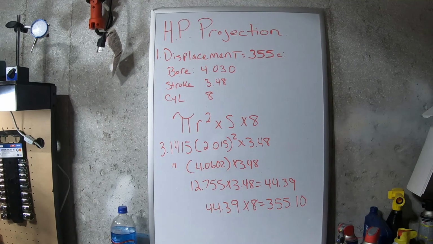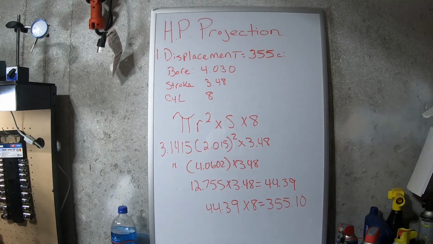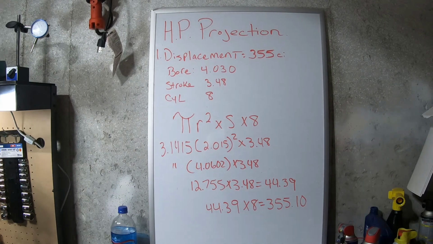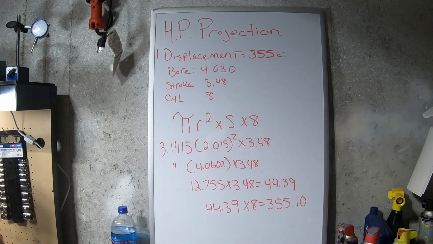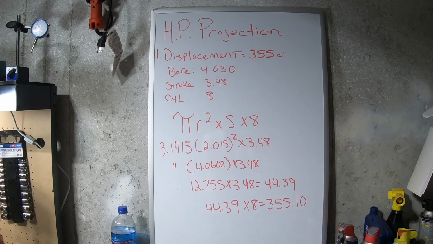Okay, so here we have the information needed to calculate the displacement of a motor. You need to know the bore, you need to know the stroke, and obviously you need to know the number of cylinders. The formula for determining the displacement is pi r squared times the stroke times the number of cylinders. Pi is 3.14, infinite and non-repeating. I've always used 3.1415 for the most specifics, so that's what I'm using right here.